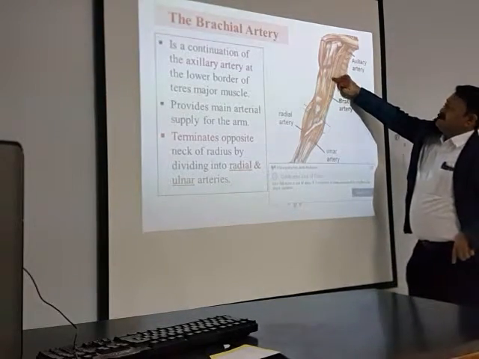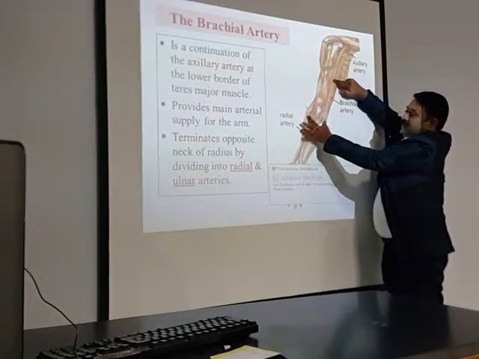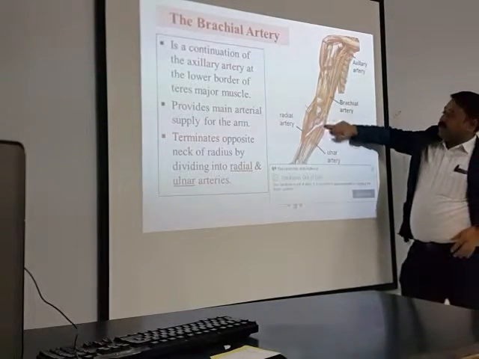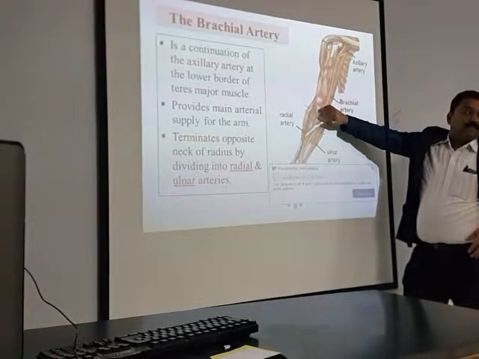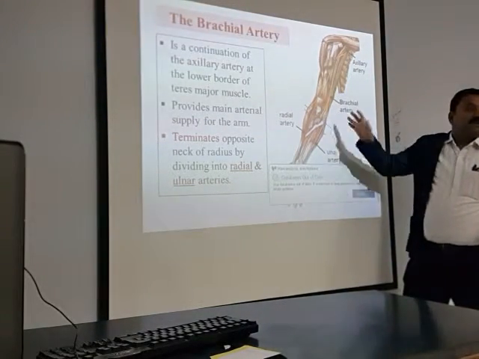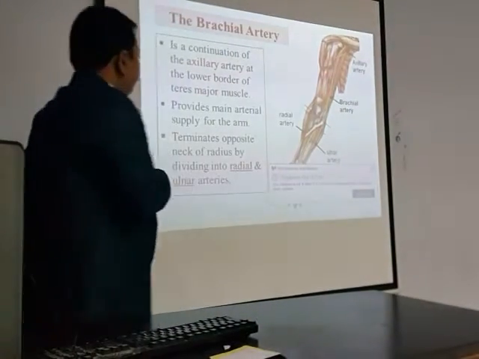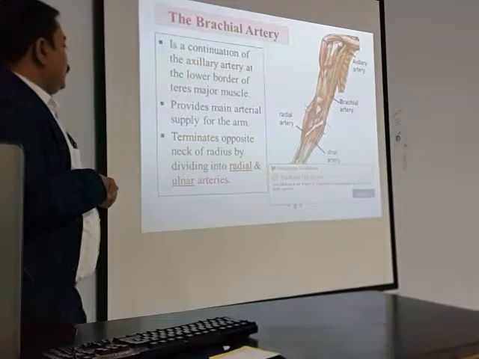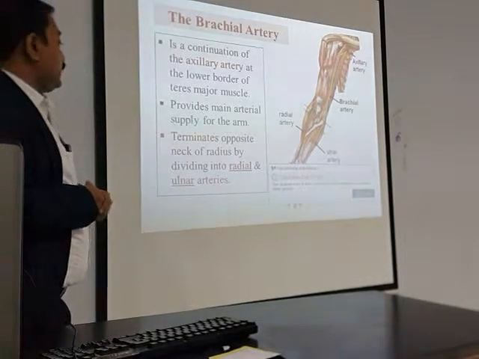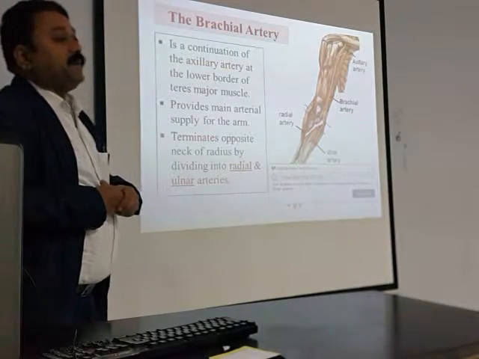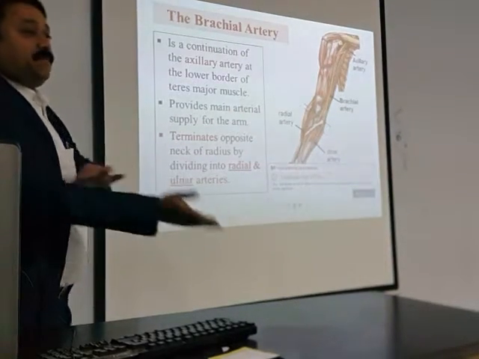Up to here, it's supposed to be the teres major, isn't it? From here, this is the cubital fossa, isn't it? And it divides into radial and the ulnar here. Up to here, this is the brachial artery. So about the termination of the brachial artery: opposite to the neck of the radius, by dividing into radial and the ulnar artery, okay, which is in the cubital fossa.